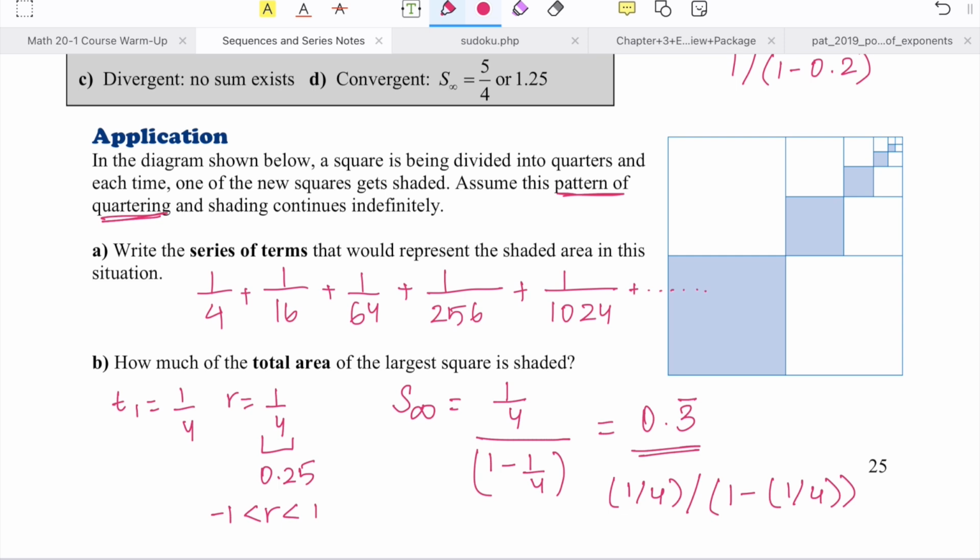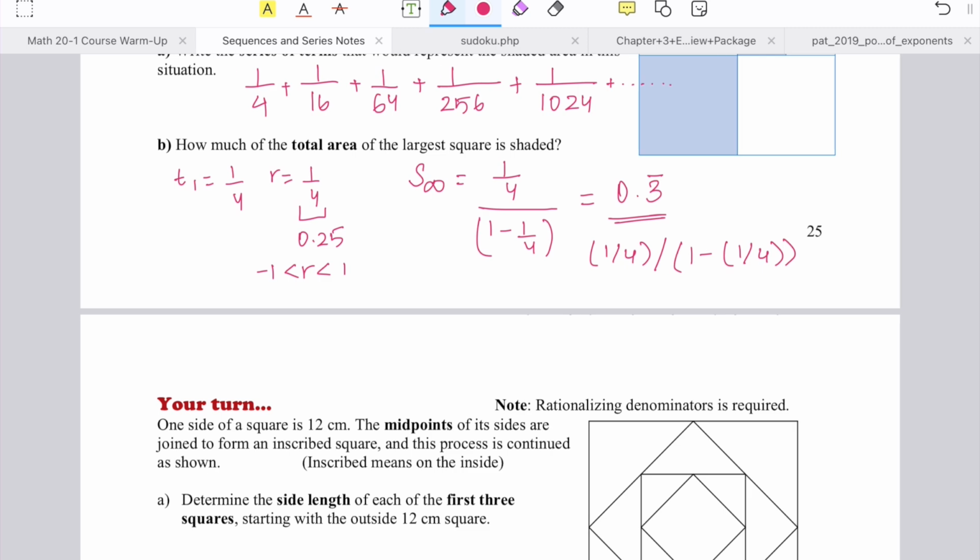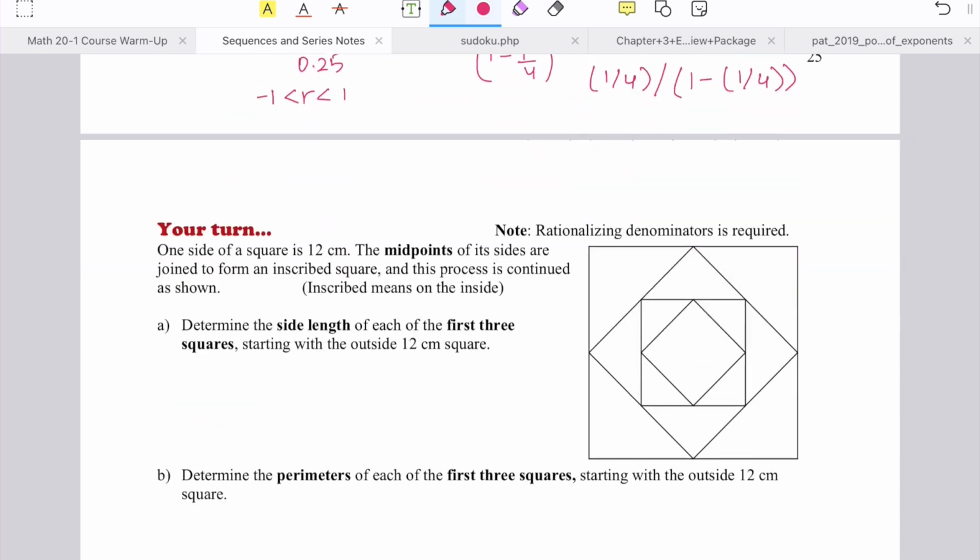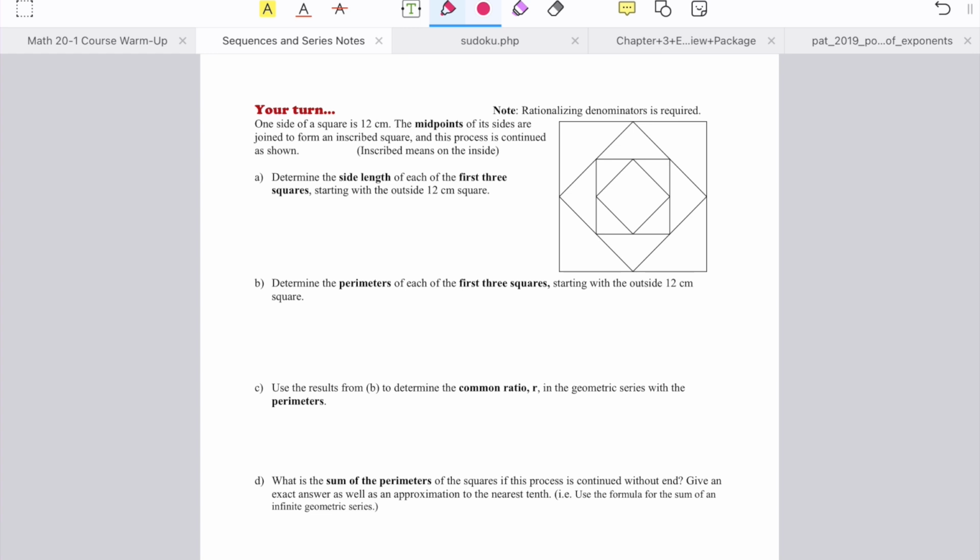Not that tricky, right? All you need to do is figure out if it's infinite or not, if it's geometric or not, if the ratio is in between -1 and 1, and then use the formula. This whole lesson is about just using formulas after you find T1, N, and R, or D. Okay, try this question and then we'll discuss it.